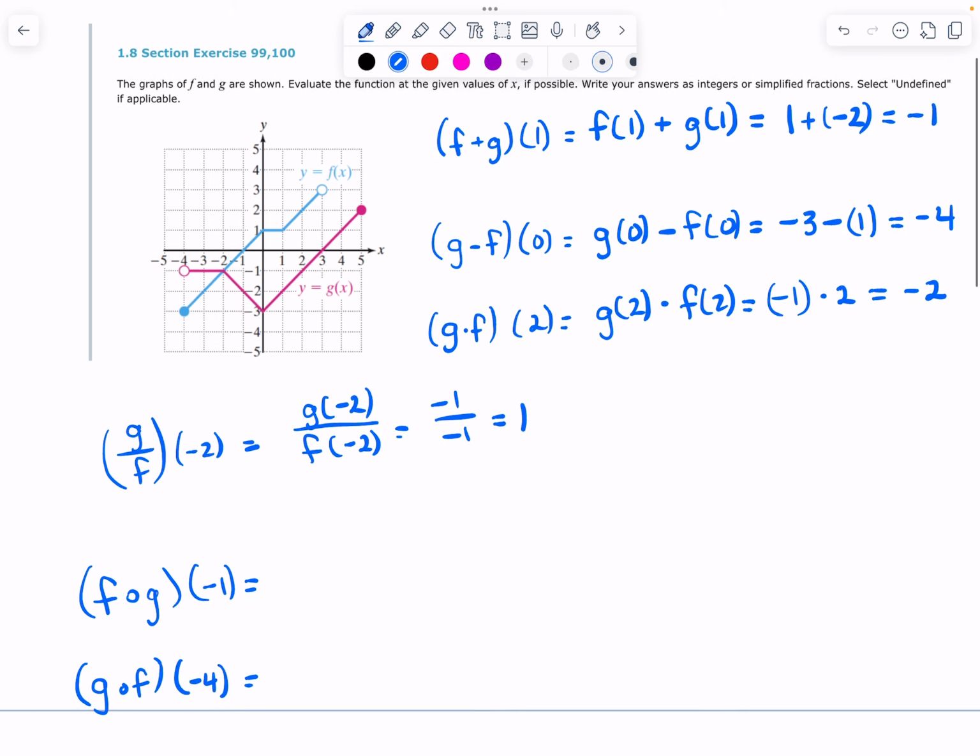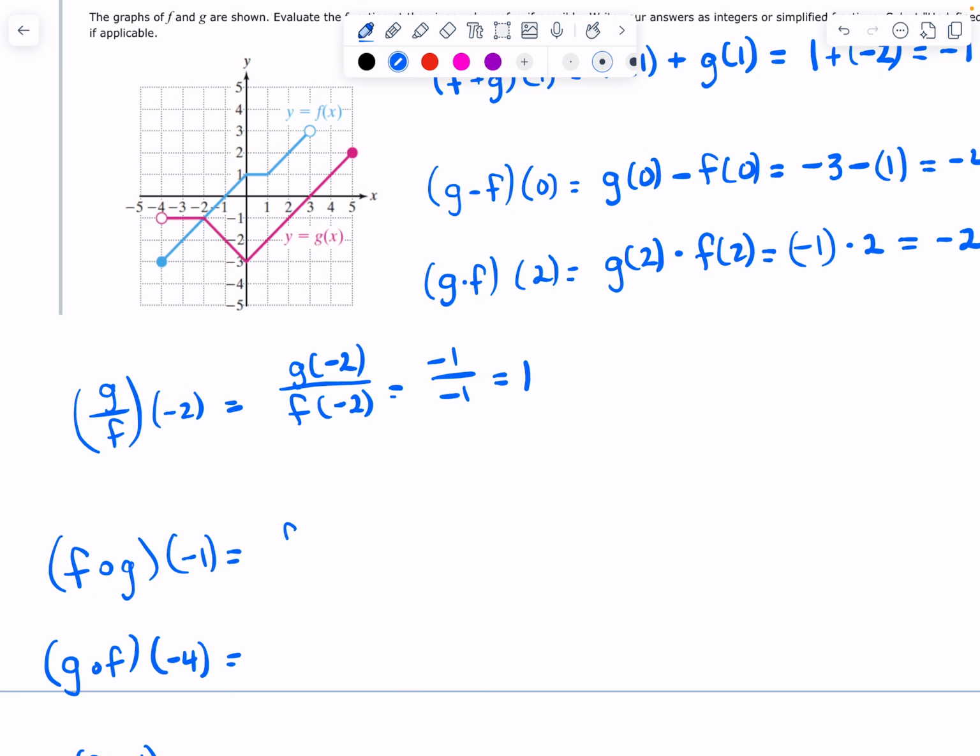Now we have the composite function f of g evaluated at negative 1. That's the same thing as taking the f function and evaluating it at g of negative 1. So the first thing we need to do is find g of negative 1. So g is the pink function, evaluated at negative 1, it's going to be negative 2. So this is going to give us f evaluated at negative 2. So now we're going to find f evaluated at negative 2. So f at negative 2 is going to be negative 1.